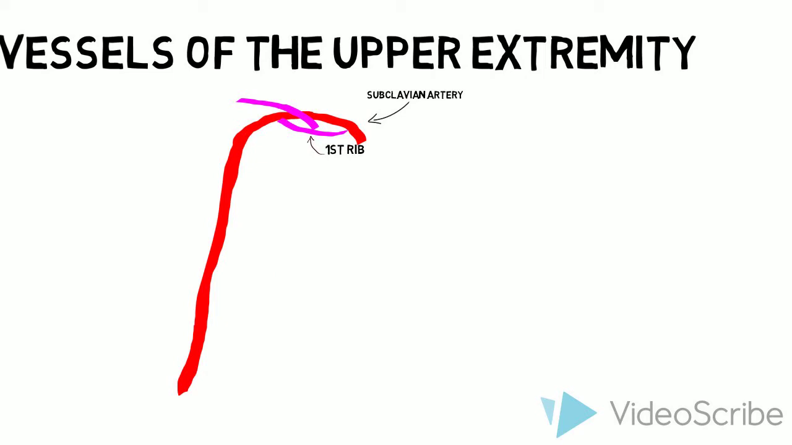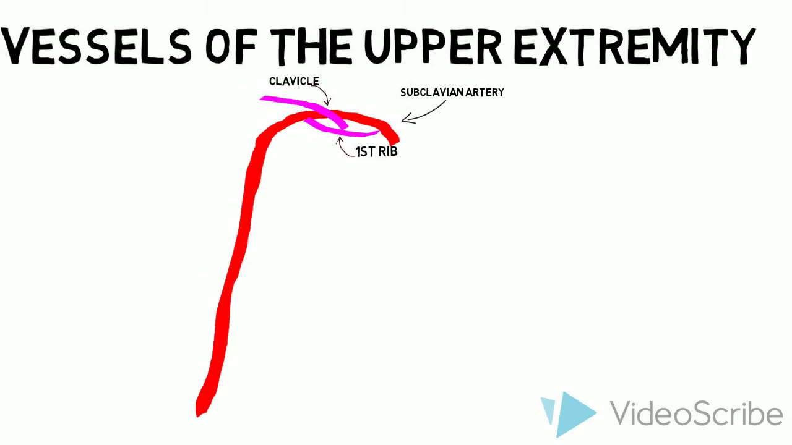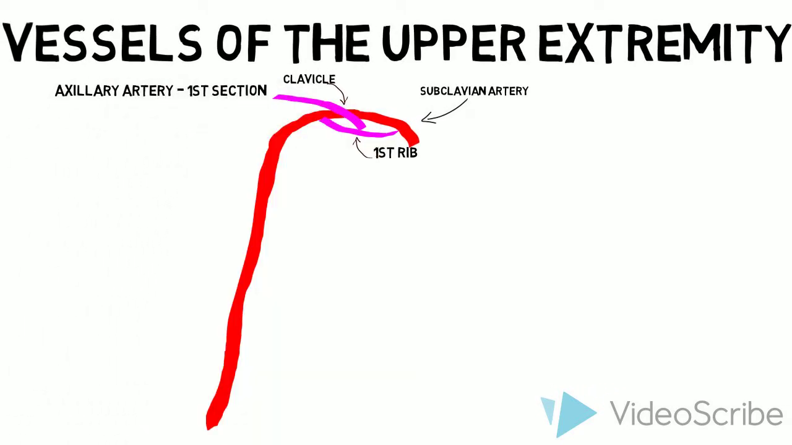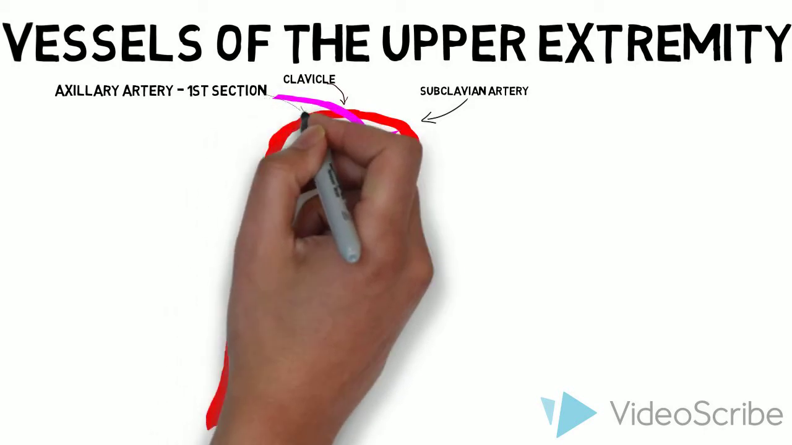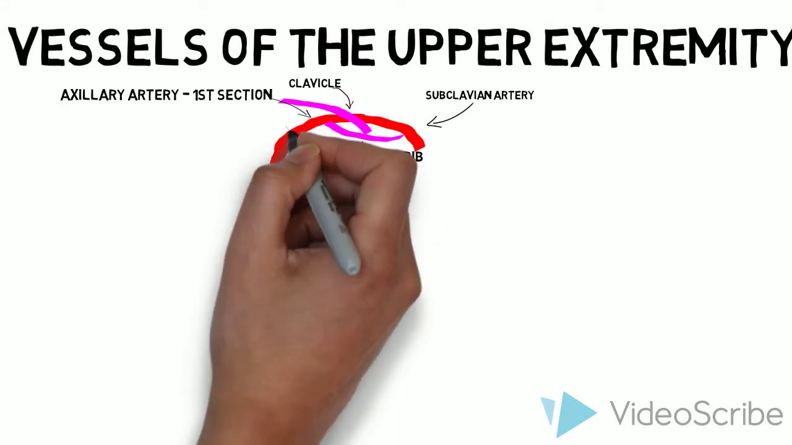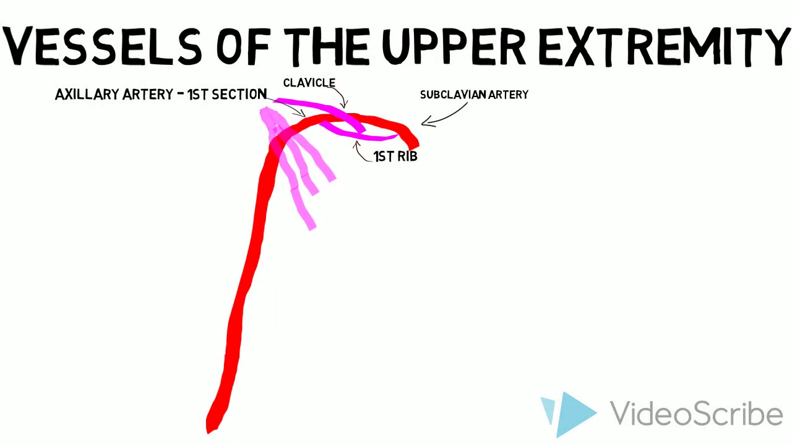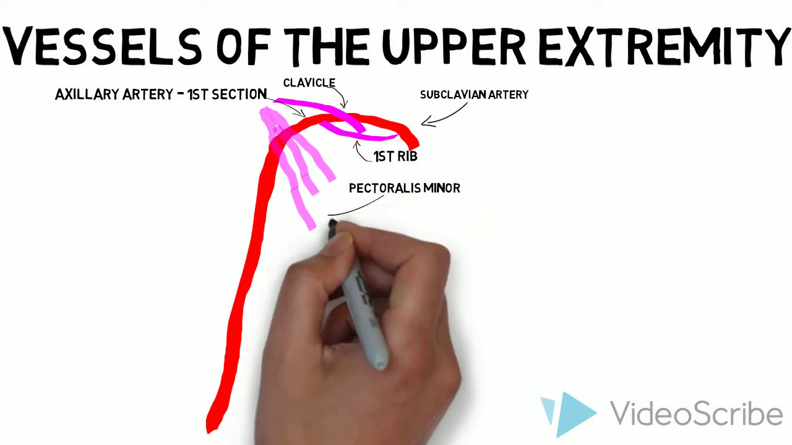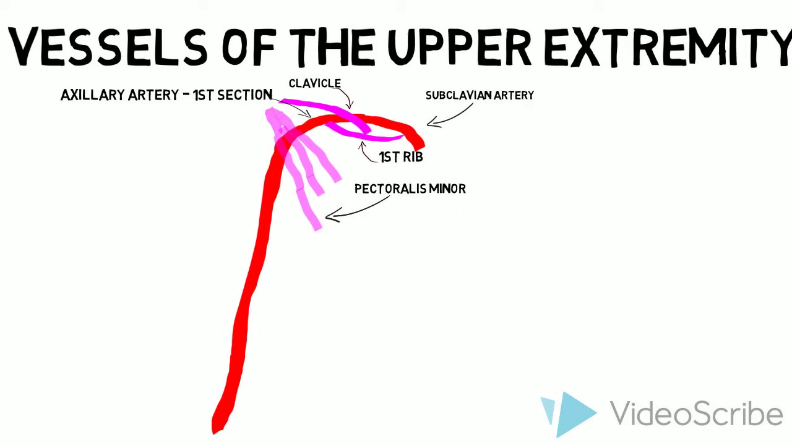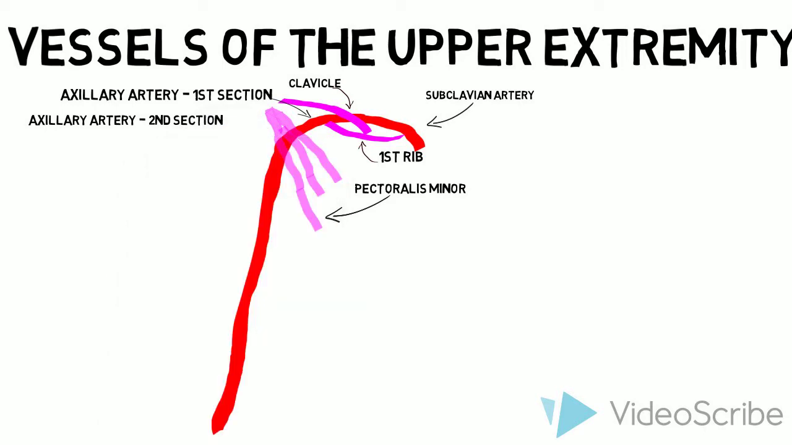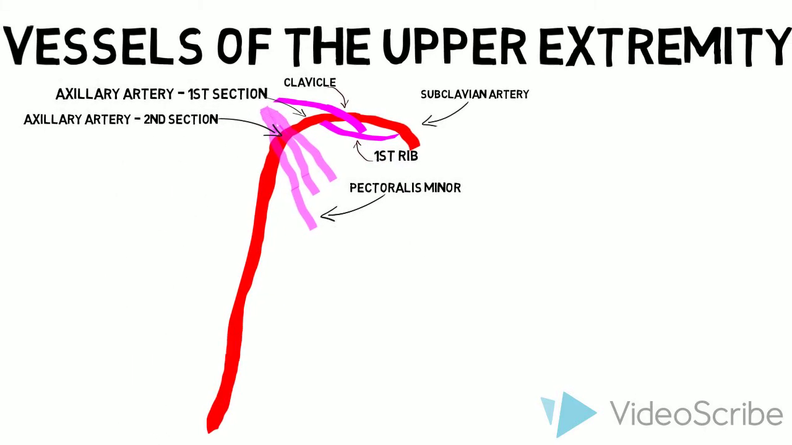And I also drew the clavicle here as the subclavian artery passes inferior to it, or below it. After it passes these, it becomes the first section of the axillary artery, which is right here. Another anatomical landmark used for naming the arteries is the pectoralis minor muscle, which is right here. This one is used for the second section of the axillary artery, as this part travels deep to the pectoralis minor, and that's shown there.